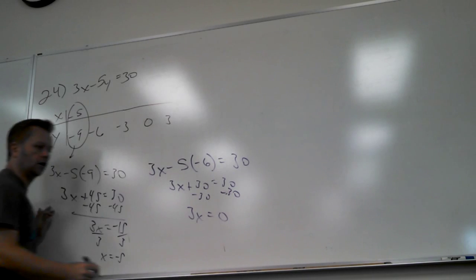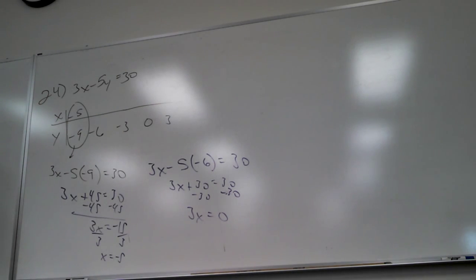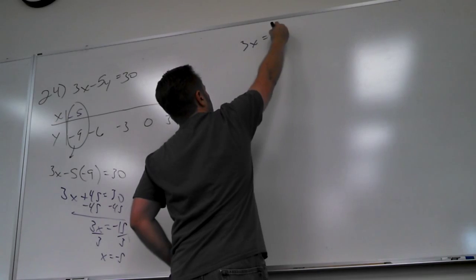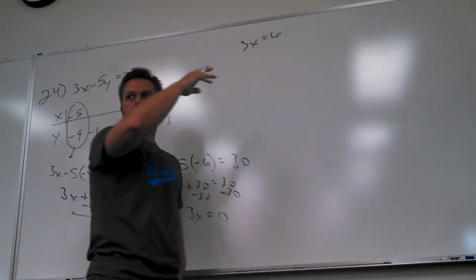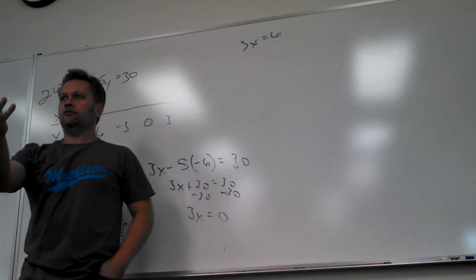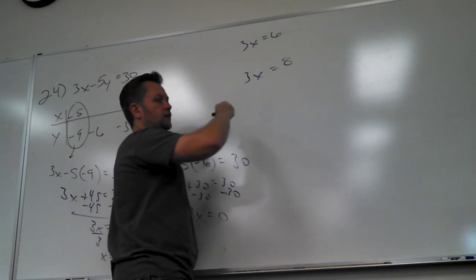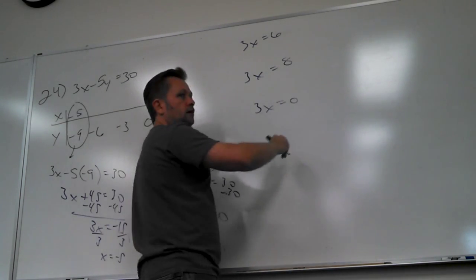I got 3x equals 0. That's not undefined. Yeah, exactly. Now, let me ask you this. This is related to a question on the homework. Real quick. If I had 3x equals 6, what would you do? Divide by 3. If I had 3x equals 8, what would you do? Divide by 3. If I had 3x equals 0, divide by 3, right?